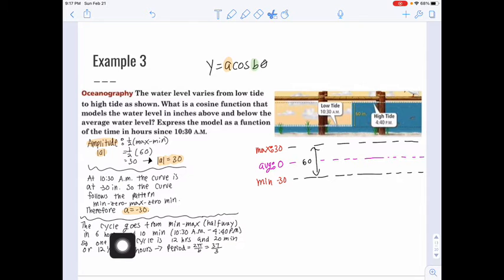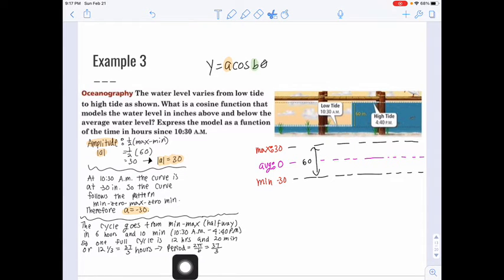Next, we can note that the cycle goes from min to max halfway in 6 hours and 10 minutes, from 10:30 a.m. to 4:40 p.m. So one full cycle will be 12 hours and 20 minutes, because we have to get back to the minimum. 12 hours and 20 minutes is 12 and 1/3 hours, or 37 over 3 hours. To get that, you multiply 12 by 3, add 1 to get 37 over 3.